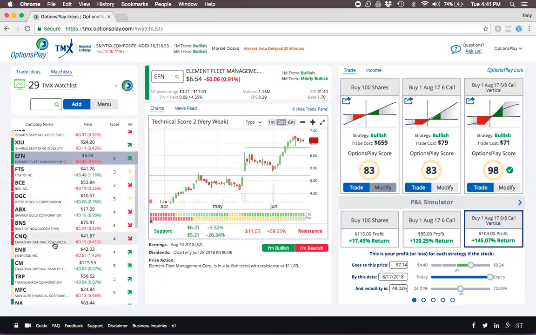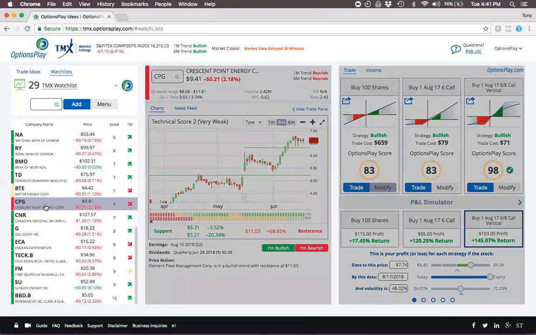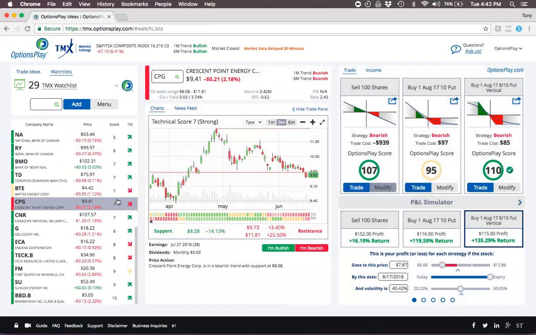So let's take a look at another example here. As you can see, I looked at my watch list. I looked at all the stocks with the high scores, and this one stood out to me because it's got a score of 7, but it's red across the board. What that tells me is that this is a strong stock, but these trends are starting to turn bearish. So this is what I would consider a bearish turnaround.